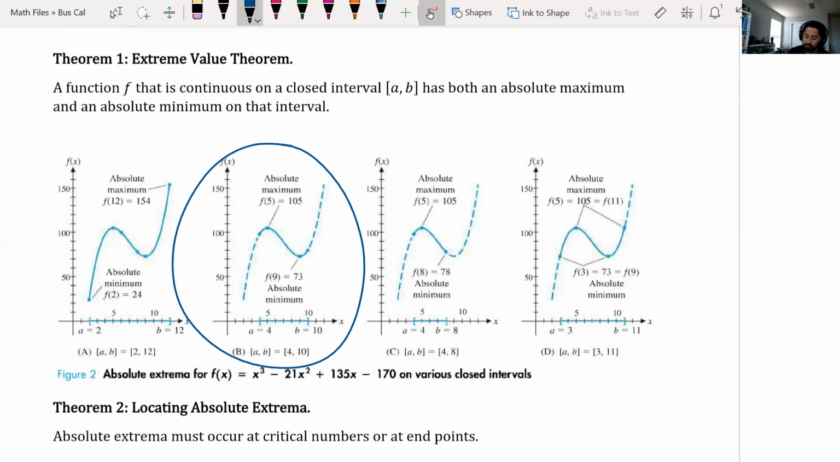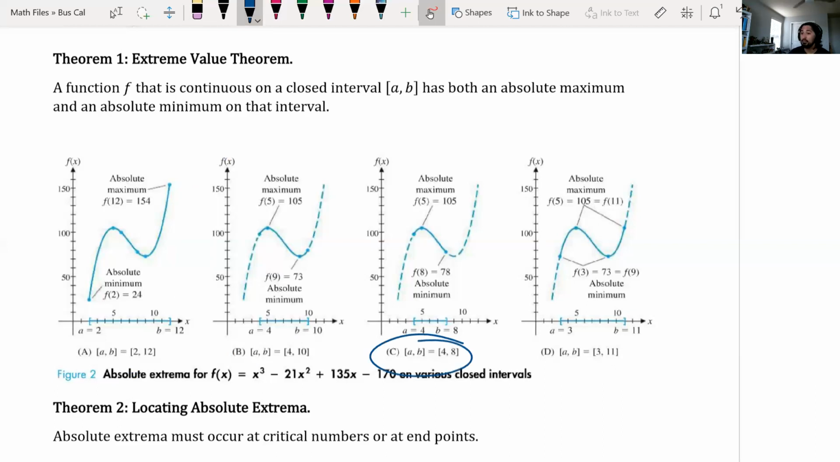The second graph, we have a closed interval 4 to 10, which means we're using the same graph from before, but now we make the interval smaller. And now my absolute maximum changes. I now have an absolute maximum here and an absolute minimum there, only because we changed the interval. And then you change the interval up again. We change it to 4 and 8. Well, here the absolute maximum stays the same, but the absolute minimum is at 78.